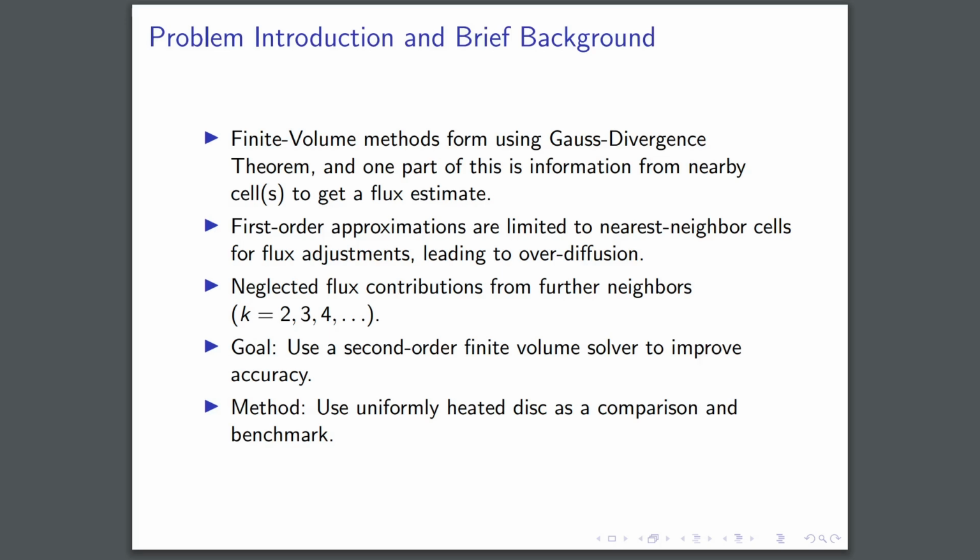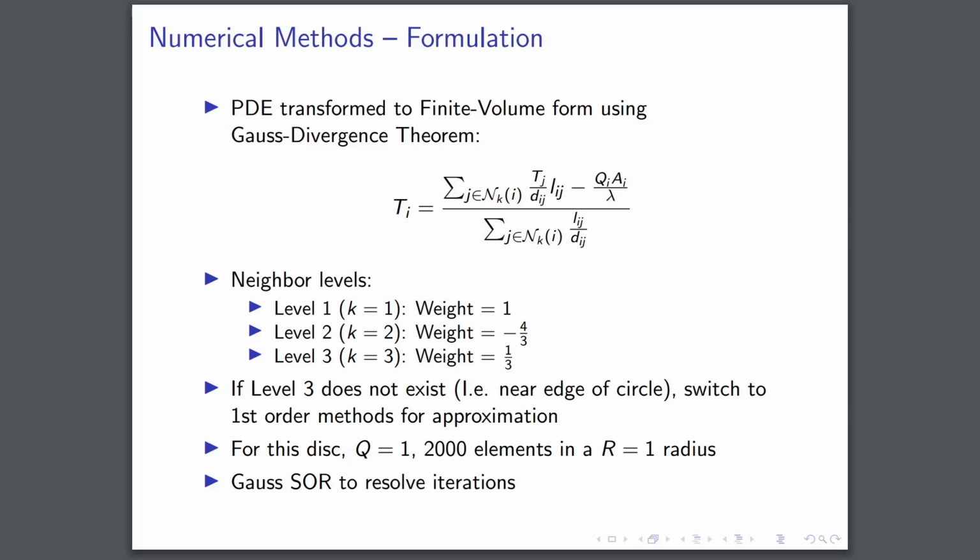For our method, we'll use a uniformly heated disk to compare our second order and first order results for the FVM, finite volume method. A numerical formulation is given in the middle, which follows from Gauss's divergence theorem, where J, in each of the summations, represents the current cell that is not I, where I is the center, and J are the nearby cells used for the approximation.